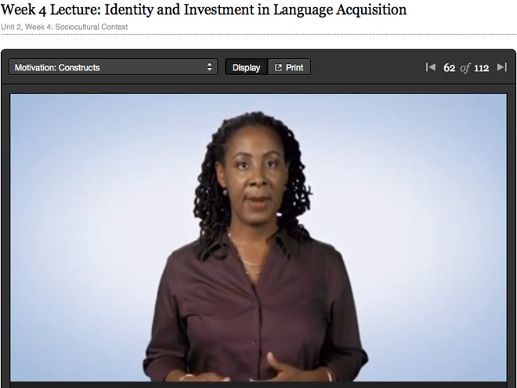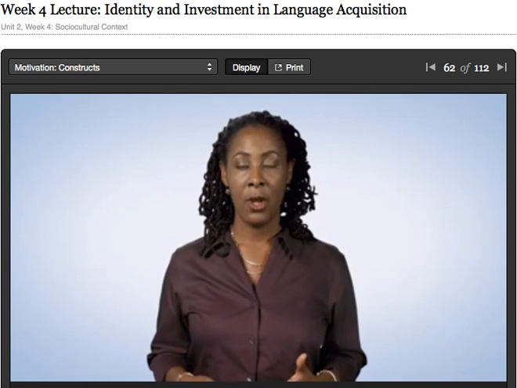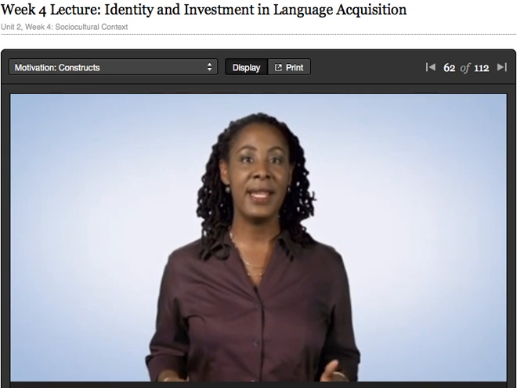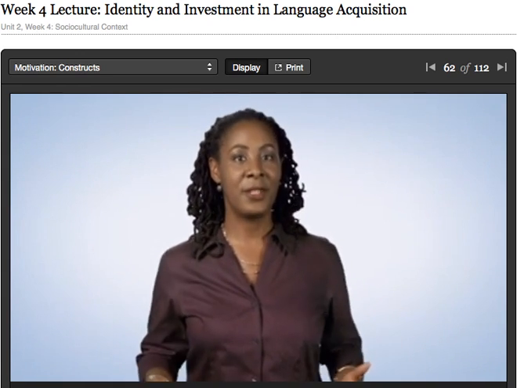Gardner also talks to us about this idea of integrative motivation, which is the learner's desire to assimilate into a community of English speakers, for example.